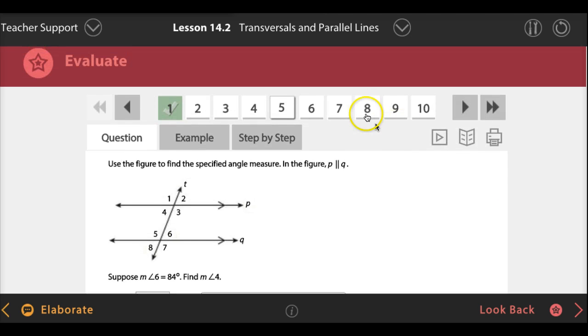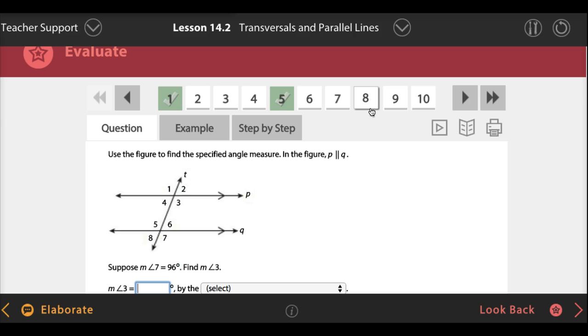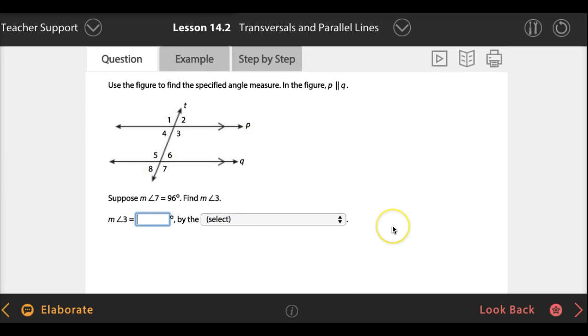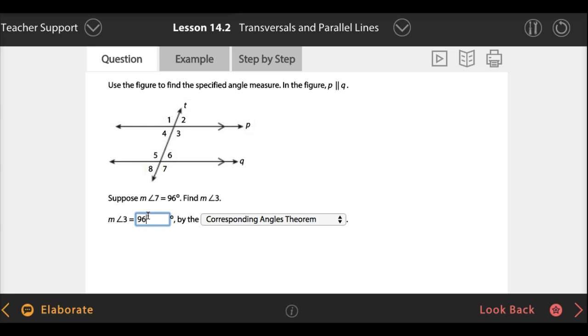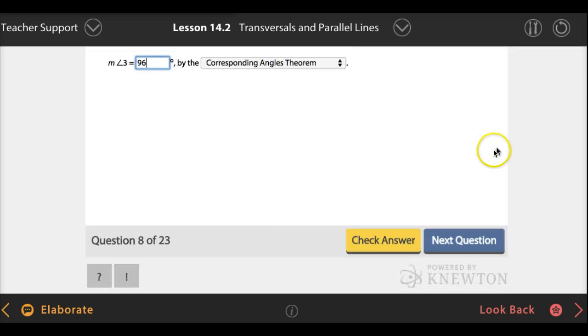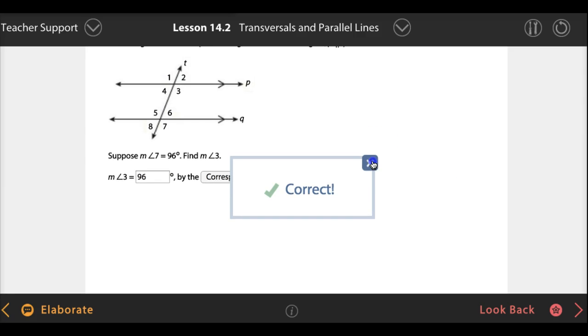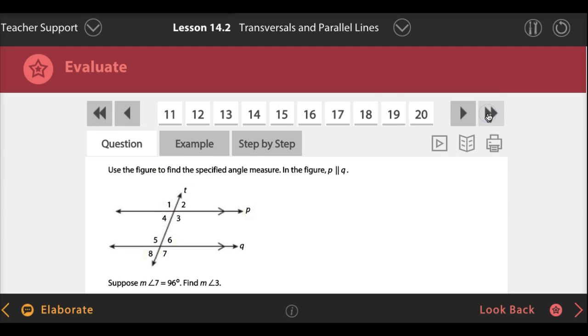And now let's move on to another question. Same thing here, measure of angle 7 is 96, so what will angle 3 be? Same thing, but these are corresponding angles, right? So make sure you get all those facts correct. Now let's move on.